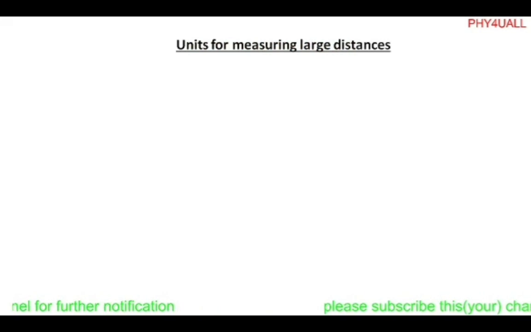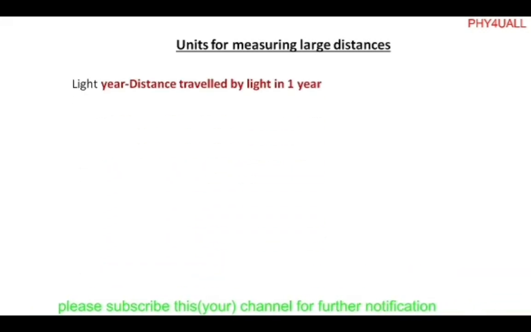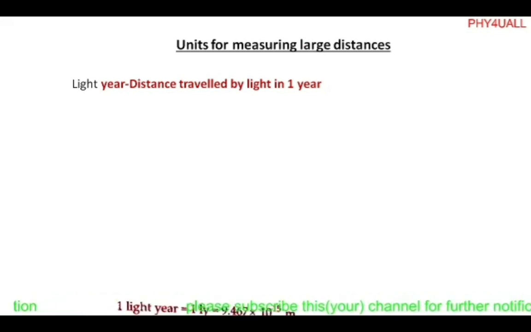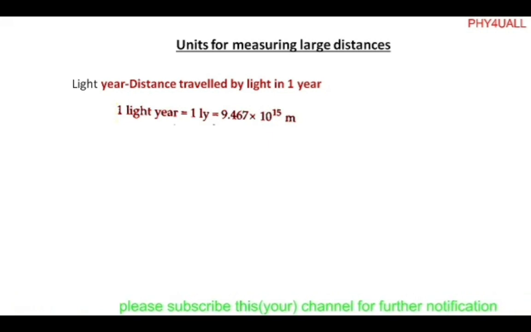Now let's discuss units for measuring large distances. Mainly we are discussing three units. The first one is the light year. What is meant by light year? The distance travelled by light in 1 year is called a light year, and its value is 9.467 into 10 to the power 15 meter.